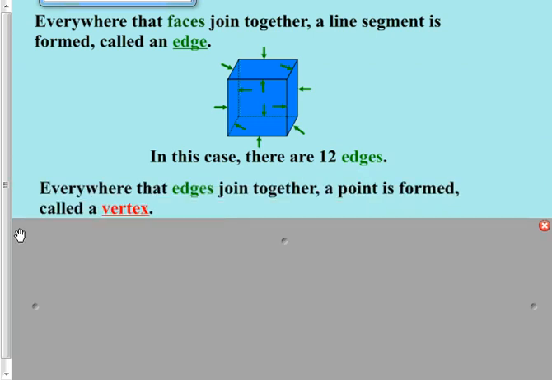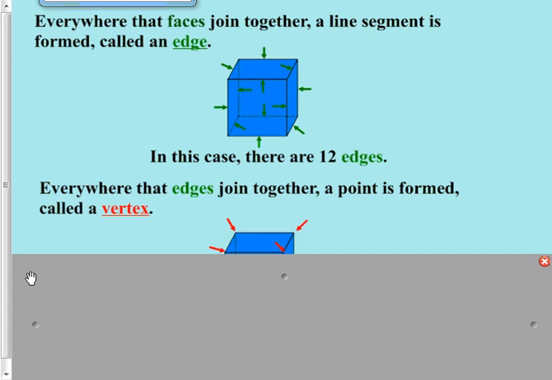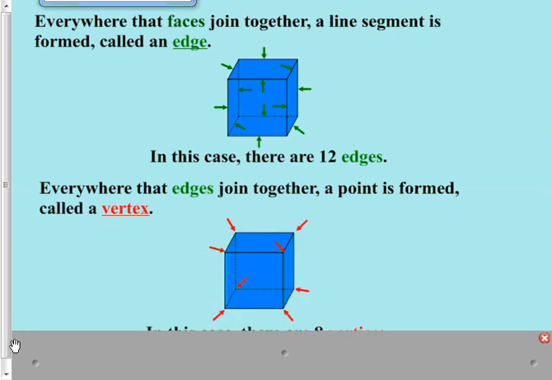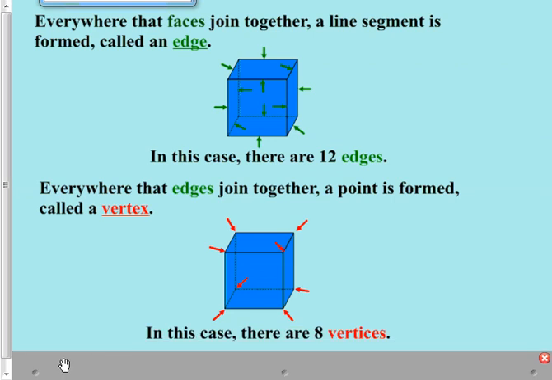And again, back to Mr. Euclid. Everything breaks down into points and lines and planes. We've seen the planes, we've seen the lines. Now let's look at the points. Everywhere in your solid that edges join together, a point is formed. This point is what we call a vertex. Now, in our rectangular prism from above, you can see where our edges join together. There are corners that are formed, and those are what we call vertices.